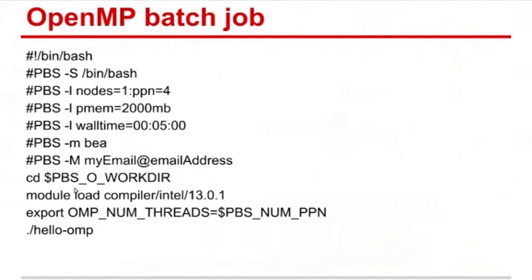And otherwise, it looks the same as in the interactive case. You would set OMP_NUM_THREADS to the number of threads. You can put in 4 here, but an easier way is to use another variable defined by the PBS, the batch system, which is PBS_NUM_PPN, which just basically takes that number that you specified up here and puts it here. And then you can run your program.